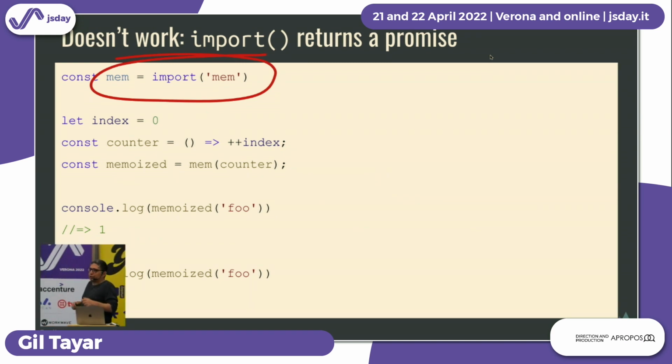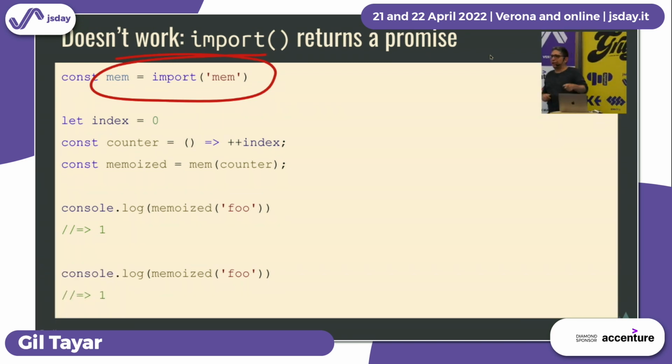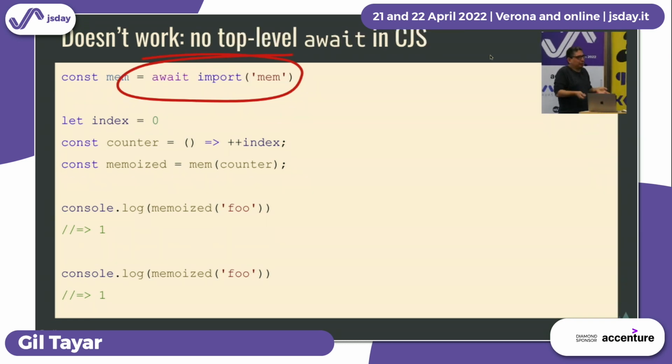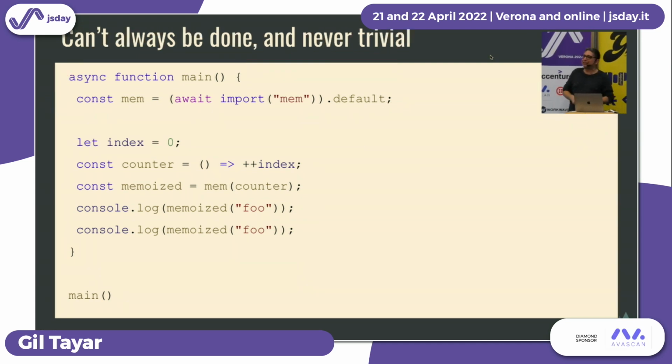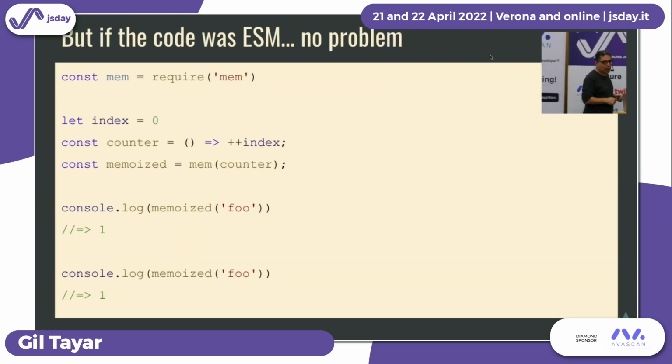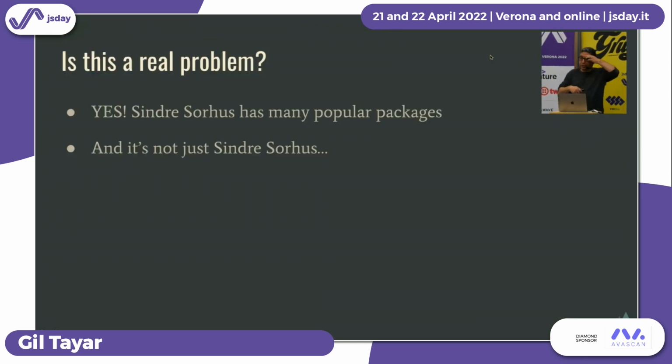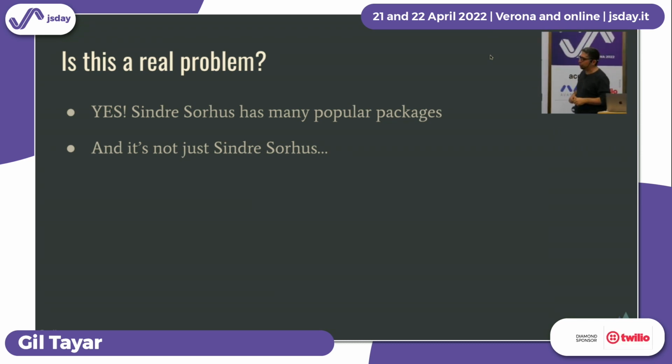Oh, well, it says you can do a dynamic import. But import is dynamic. It returns a promise, not what we wanted. You'd have to do an await import, but you don't have top-level await. Okay? So you do this thing with the async function main. And in this case, it works. But in most cases, it's not a trivial problem. It's not a mechanical translation. But if the code was ESM, no problem. You start with CommonJS. You import a CommonJS file, and then when Sindre moves to ESM, boom, it works.